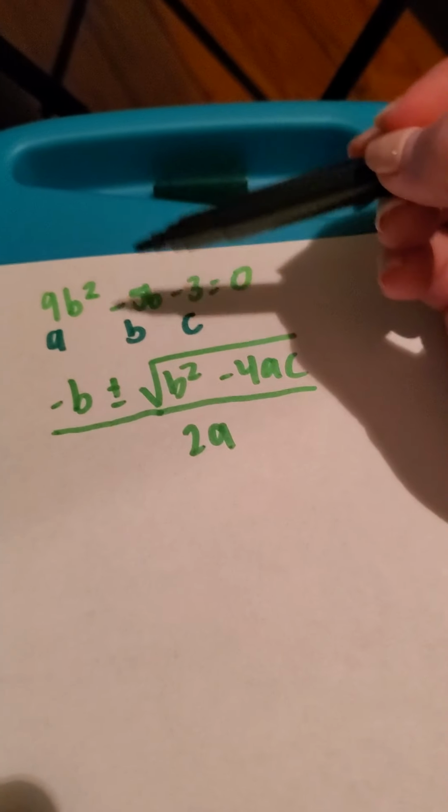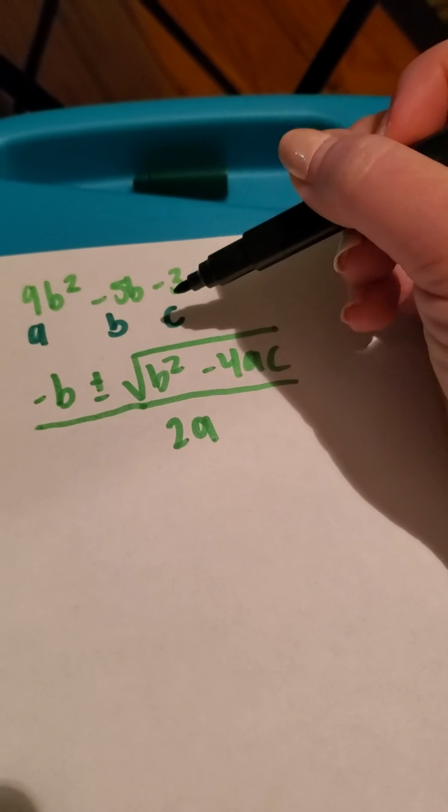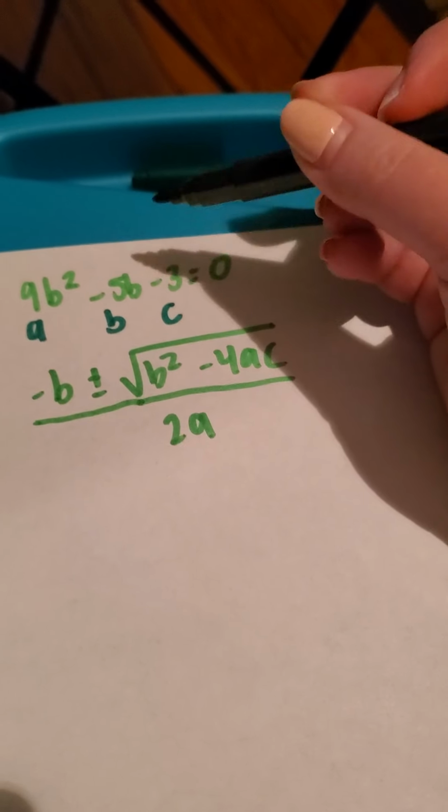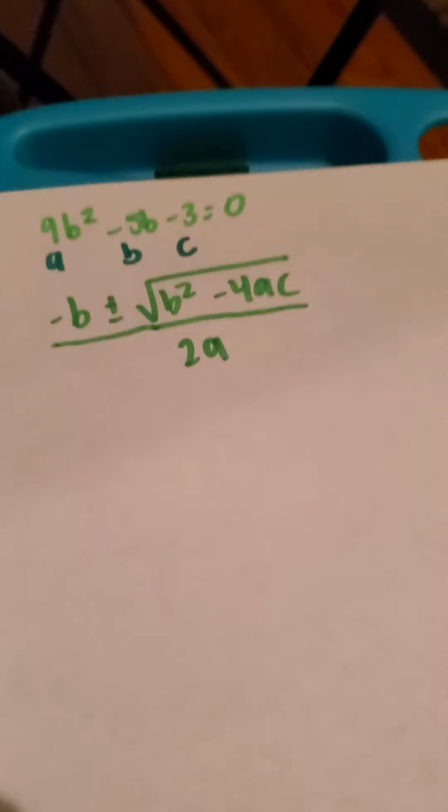You do want to make sure you're taking the signs in front of these numbers. So b is negative 5, c is negative 3, and then a would just be a positive 9. And we're going to plug those into the places in this formula.